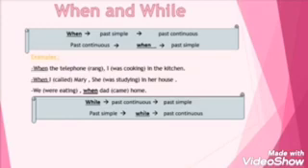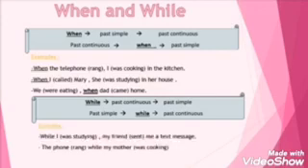Also, if while is in the middle of the sentence, what follows it is the past continuous. Let's check some examples. While I was studying, my friend sent me a text message. That interrupted me, right? So what comes after while is what tense? Excellent, the past continuous.